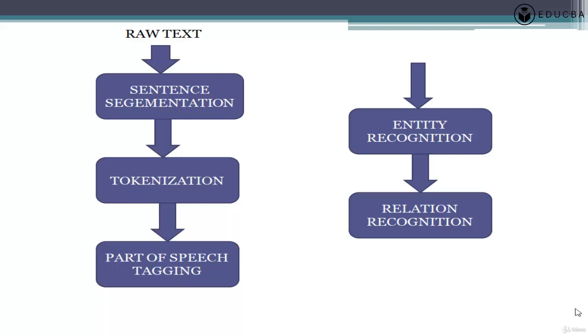And last one is relation recognition. So after finding meaningful entities from our text, next we have to recognize relation, that is what is the relationship between those entities, and that step is known as relation recognition, and it is the last step of information extraction architecture. So these are 5 different steps present in your information extraction architecture, and we have to follow these steps to find that information from our raw text.